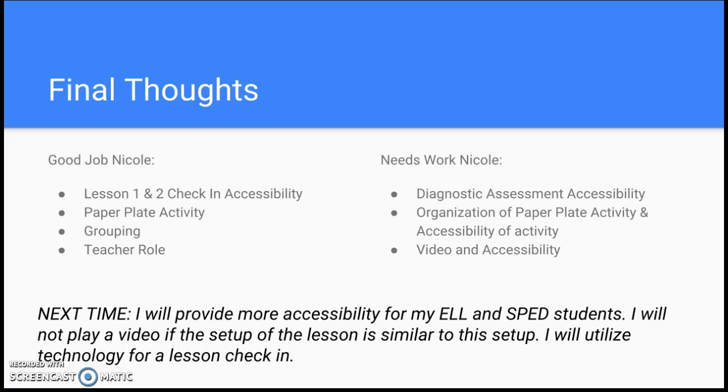So some things that I could have done better: my diagnostic assessment, you heard me talk about that. It just did not go as well as I hoped it would. The organization of the paper plate activity and the accessibility of the activity, I didn't really talk about that too much, but it kind of got a little chaotic. Some students were drawing lines of latitude when others were drawing their compass. It was just very unorganized.